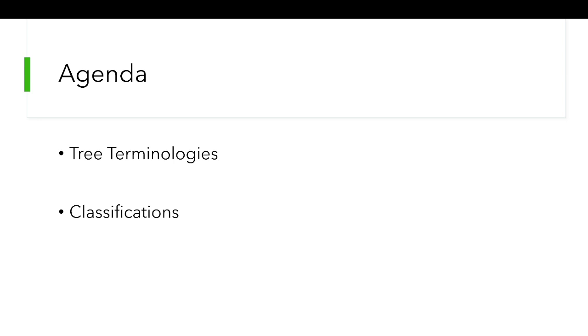So first, before we start understanding the operations that could be performed on the tree data structure, we will understand some of the terminologies and the different classification of this type of data.